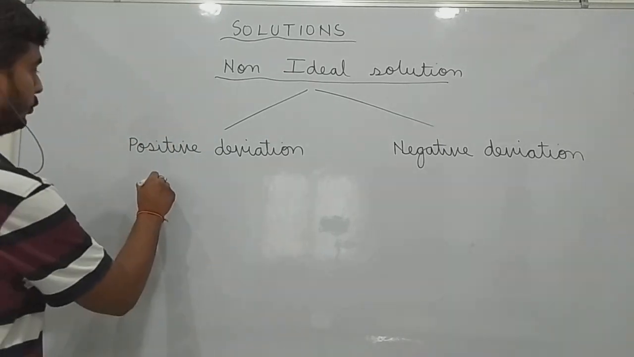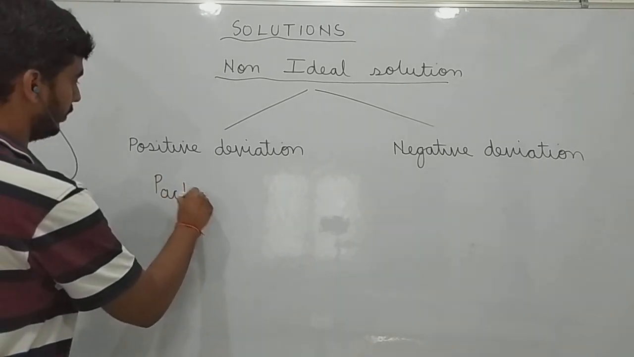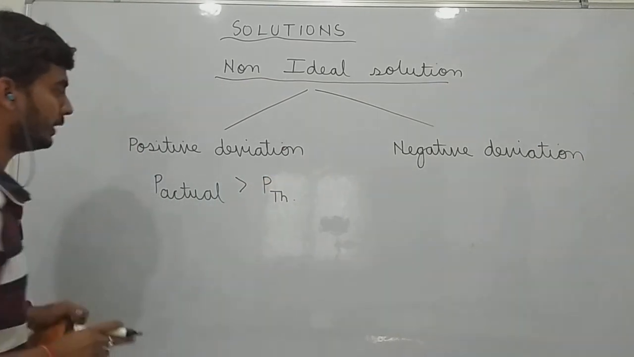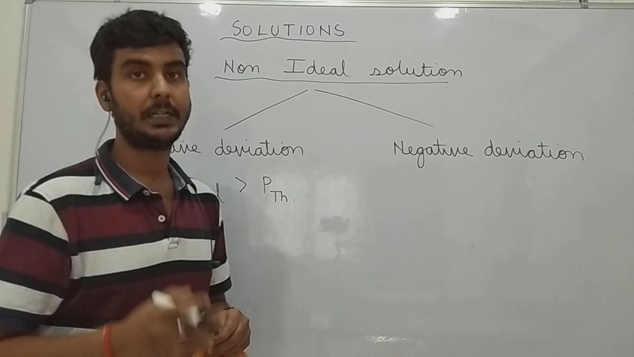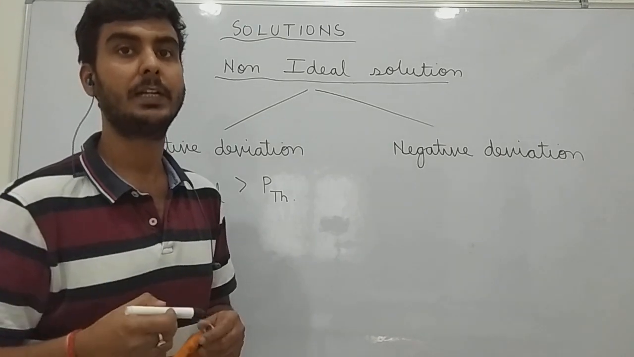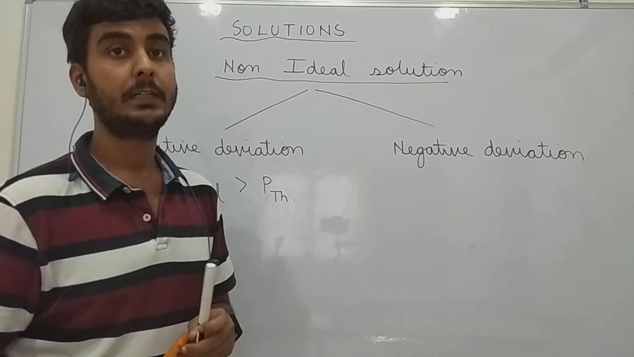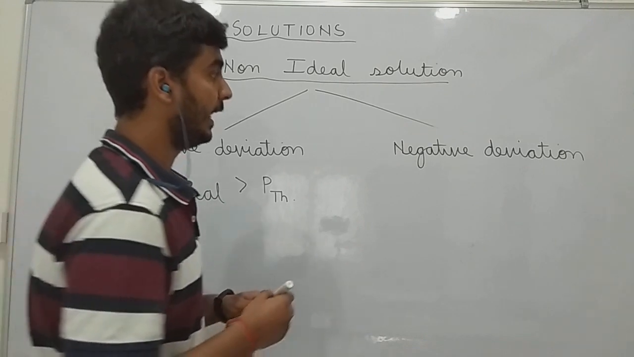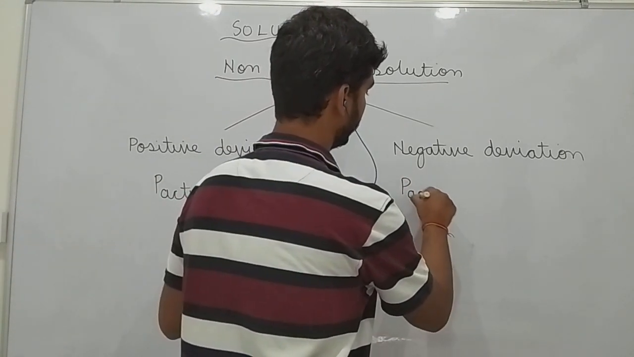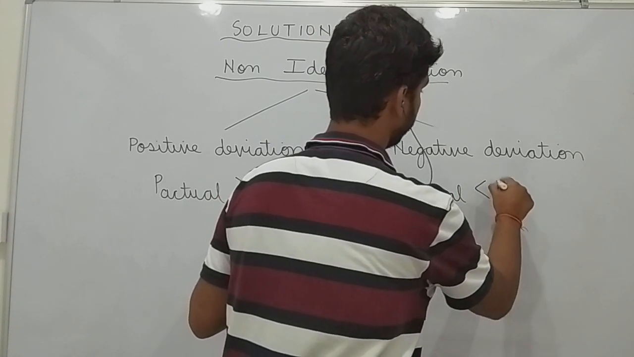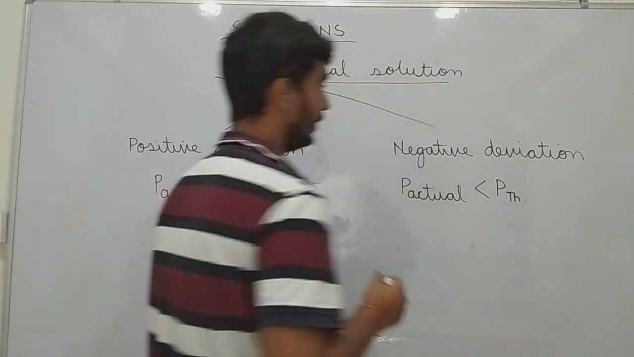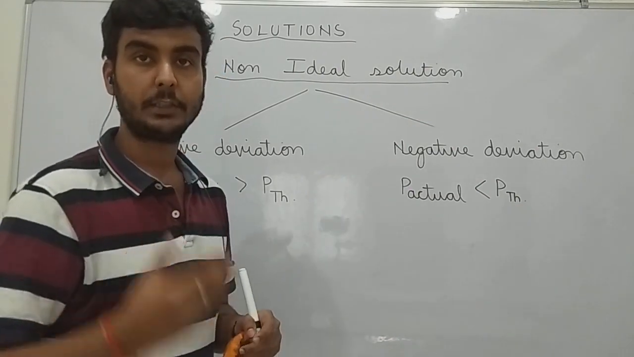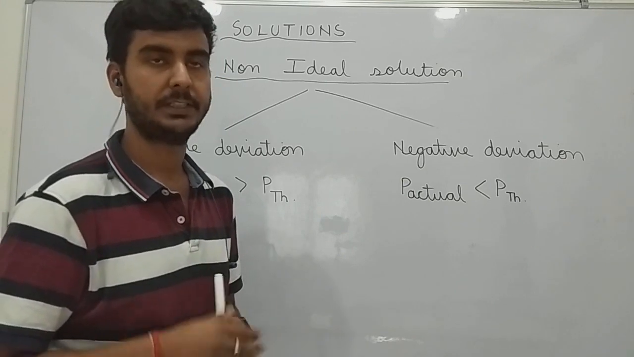That is, the actual vapor pressure of the solution is greater than the theoretical vapor pressure. TH stands for theoretical. So if the actual vapor pressure is greater than the vapor pressure calculated using Raoult's law, then the solution is said to show positive deviation from Raoult's law. If the actual vapor pressure is less than the theoretical vapor pressure, that is, the vapor pressure calculated using Raoult's law, then the solution is said to show negative deviation from Raoult's law.